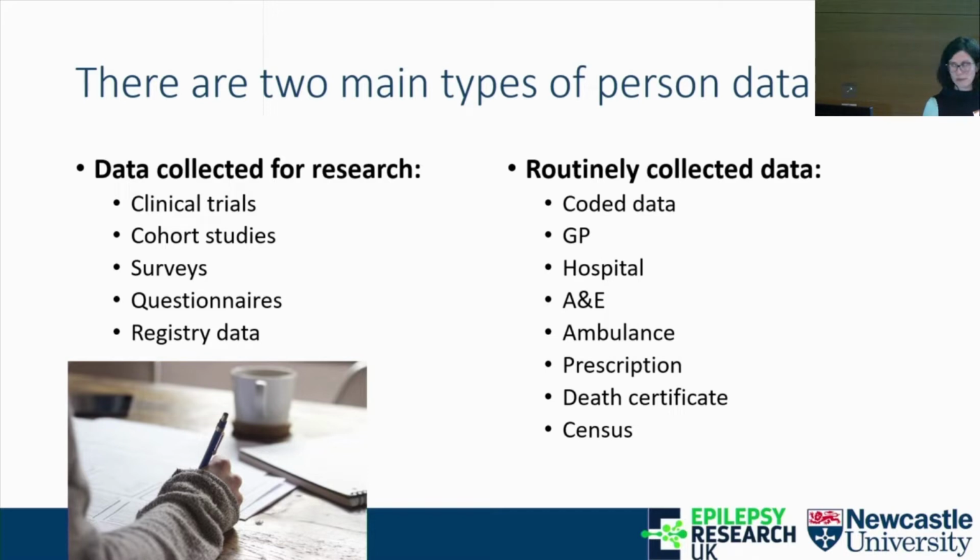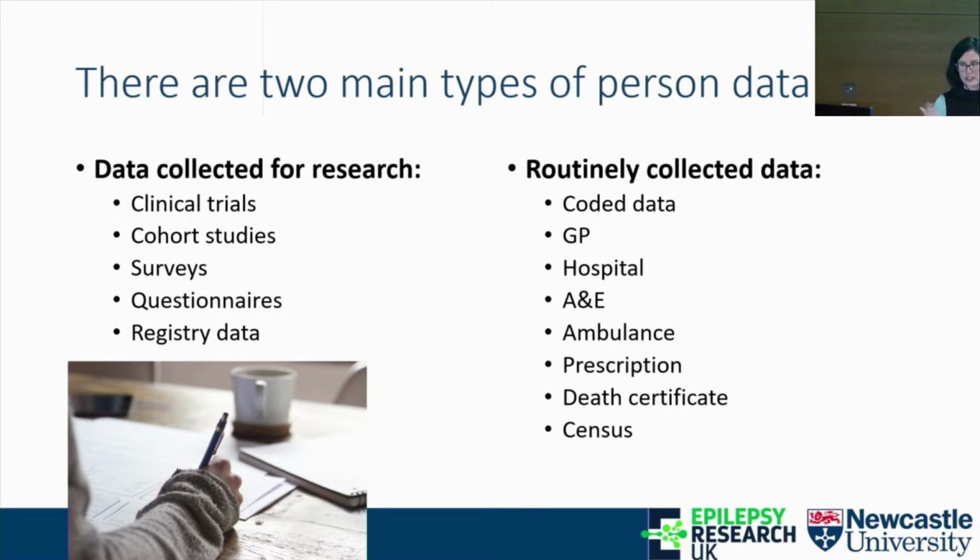The other main type of data is routinely collected data. So this is the data that's generated whenever you have an interaction with a health service. So on a kind of straightforward level, it's your medical record. That data exists as both a physical record in a hospital, and it used to be paper, nowadays it's electronic, but it also exists as a list of codes.